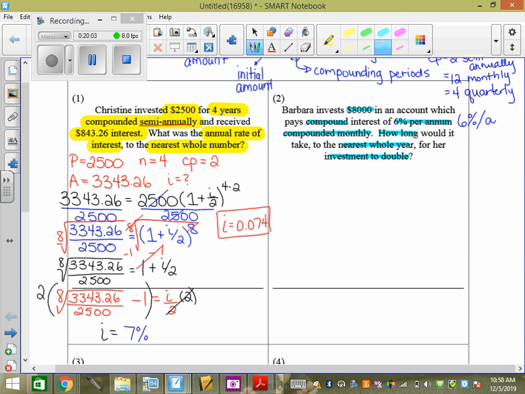Okay, so let's go through and figure out what we have. We know we need an A. We need a P. We need a little I of some sort. We need an N. We need a CP. And we can only be missing one. If we're missing more than one, we must go back, read more thoroughly, because we can only be missing one thing.